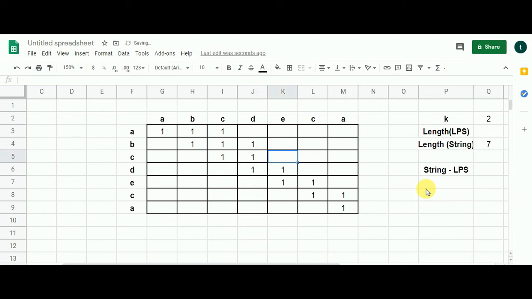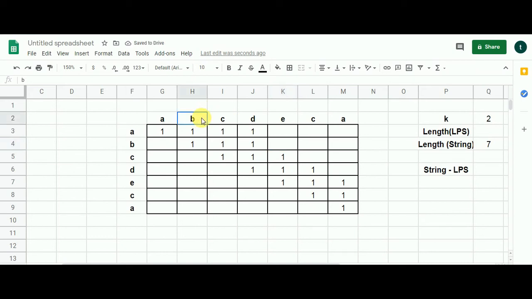Similarly, I am going to get 1 over here. Now over here, the subproblem changes to ABCD. So it is going to be the maximum of ABC and BCD. So ABC is 1 and BCD is 1. So I'm going to get 1 over here.